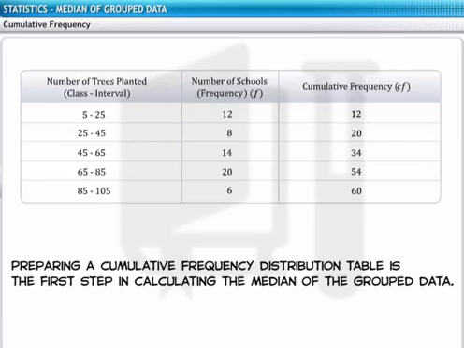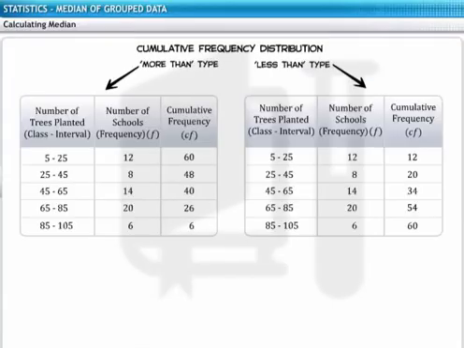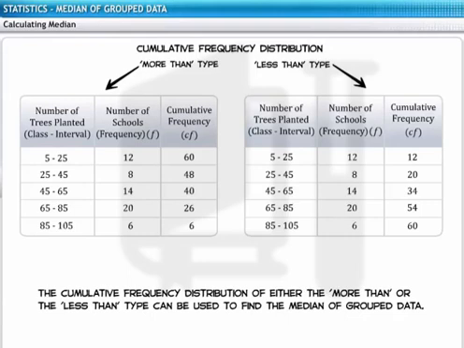Preparing a cumulative frequency distribution table is the first step for calculating the median of the group data. You can use the cumulative frequency distribution of either the more than or the less than type to find the median of grouped data.